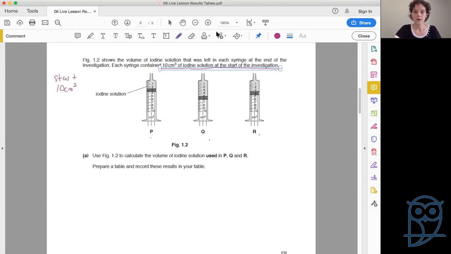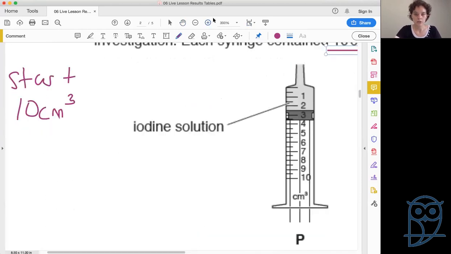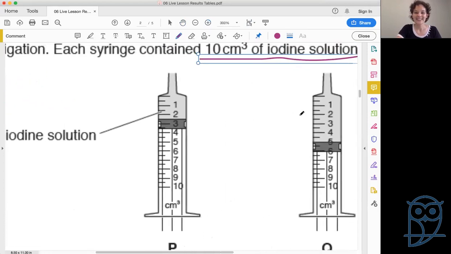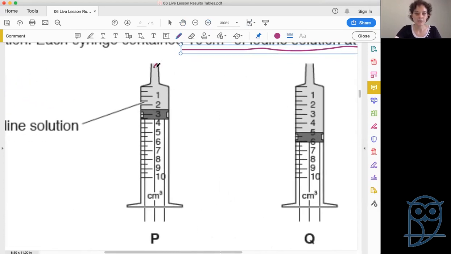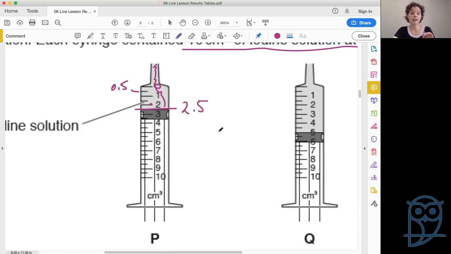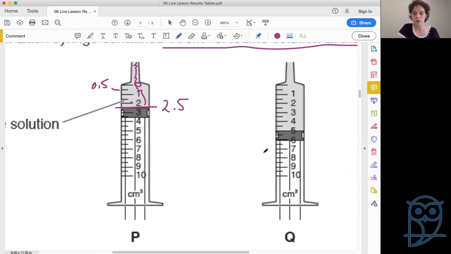So, if we now go and read these syringes, we're going to zoom in so we can read them nice and easily. Okay, so the iodine solution is all of this gray stuff. And if we look, there's a 0 and then to 1, so that's a 0.5. So every time you do something like this, you need to check the calibration because they might give you a syringe with a different scale on it. So always double check. So there's 1.5, 2, and there's the end of our pale gray. So that's 2.5. So we're very zoomed in, so let me write a bit bigger. 2.5 left.